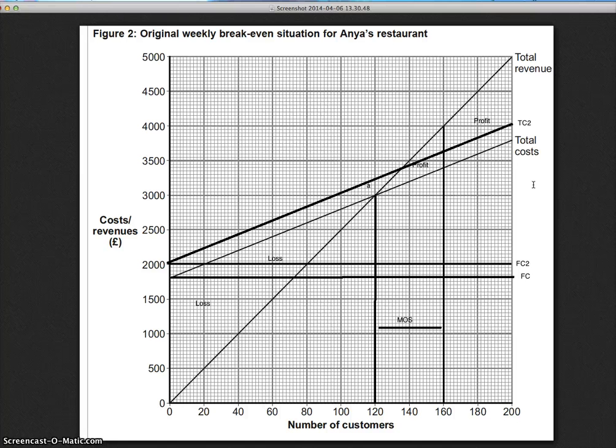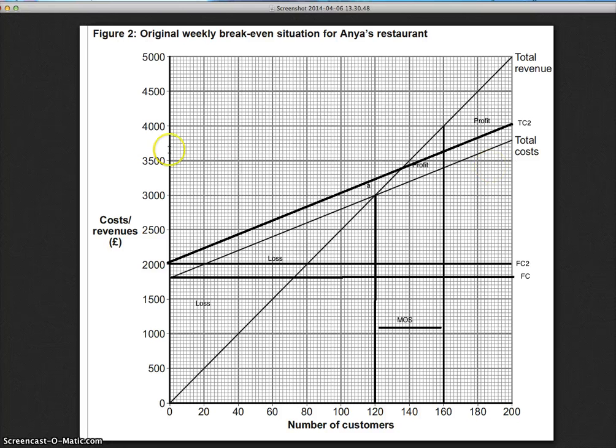Now don't forget that all that's happened here is that fixed costs have increased by 200. Therefore everything goes up by 200, but profit of course comes down by 200. So variable costs have not changed, total revenue hasn't changed, but profit has reduced by 200 due to the increase in total costs. And you can see that this area of profit here is lower than the original area of profit because it's been reduced by that 200 quite obviously.